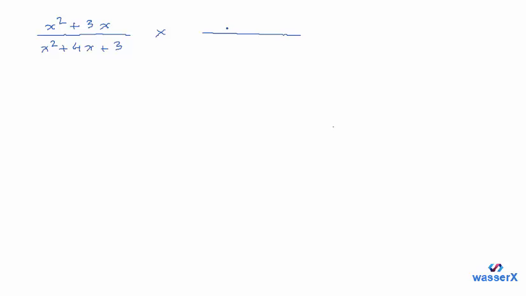to be multiplied with x squared minus 2x minus 3 on the top and x squared minus 9 on the bottom. Your first job is to completely factorize, if you can, each one of these expressions. So let's start with this one.